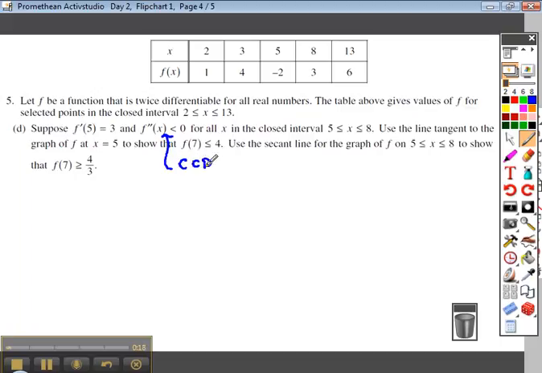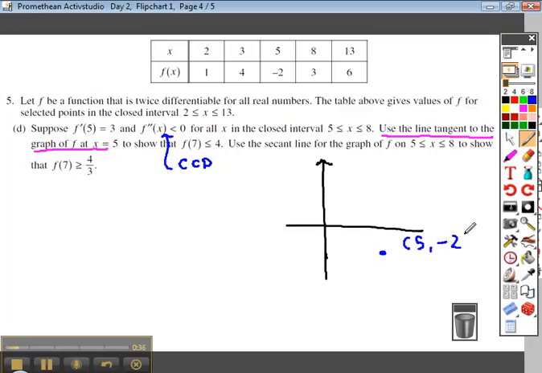And there's a couple of things. The first part says, use the tangent line to the graph at x equals 5 to show something, okay? So a picture will be helpful. I don't know much about what's going on, but I do know that there is a coordinate at (5, -2). I also know that the graph, for whatever reason, is going to be concave down there.